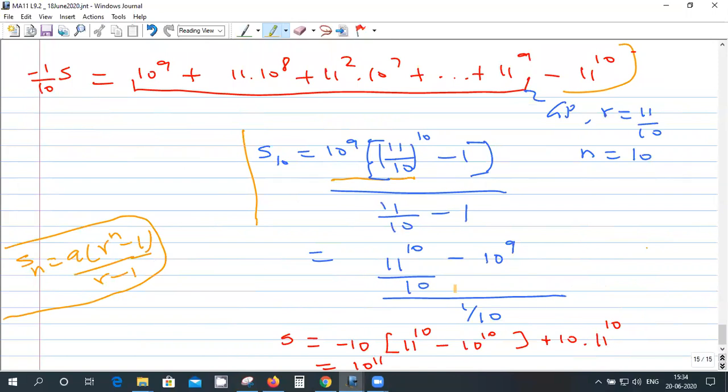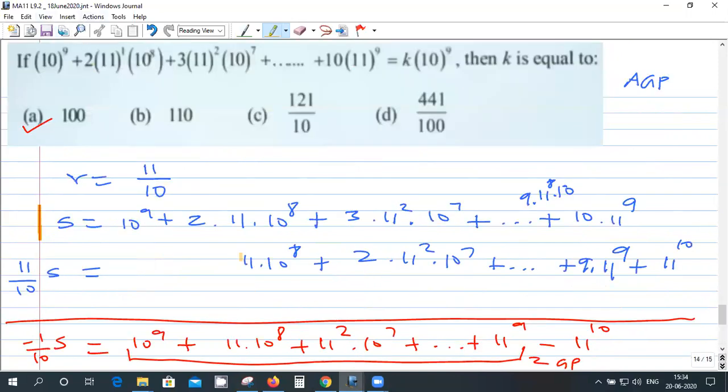Right. Another thing is this one. This is an AGP, where the ratio is 11 by 10. So S is this one, and then 11 by 10 S. Okay, and then you subtract these two, you'll get this one. And this is a GP. That's the main idea of this thing, AGP. You have to convert it into GP or AP. So we multiply with this thing and then shift by one term, and then we subtract it, it will become a GP.